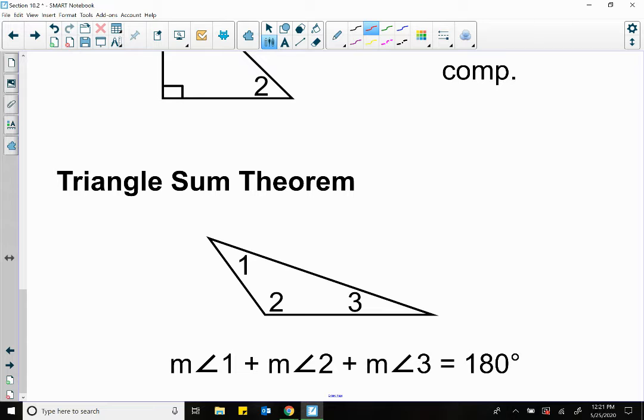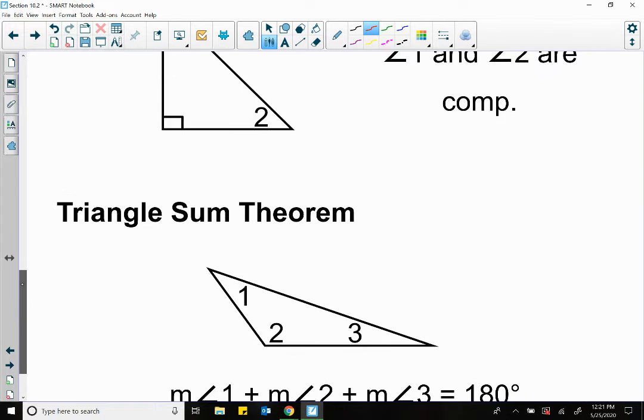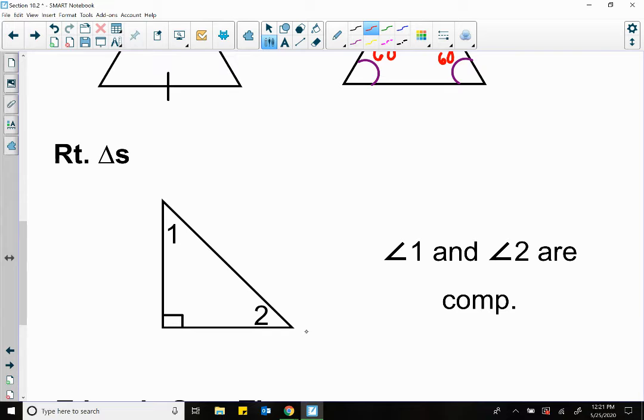And last but not least, we've already just talked about this. It's called the triangle sum theorem. You know that all the angles inside add up to 180. So that's not anything new. So these are 4 special properties I want you to know because they make solving triangles, figuring out angle measures so much easier. Okay? So all the angles add up to 180. In a right triangle, angle 1 and angle 2 are complementary. In other words, the 2 acute angles that are left, and these are going to be acute.